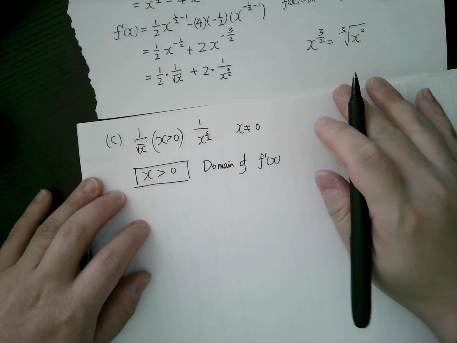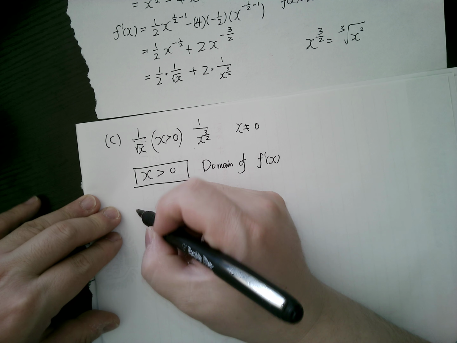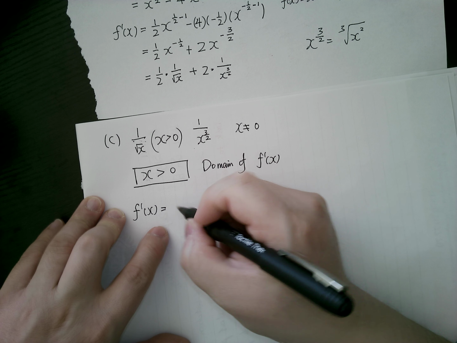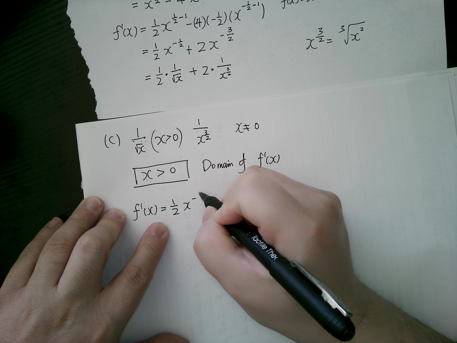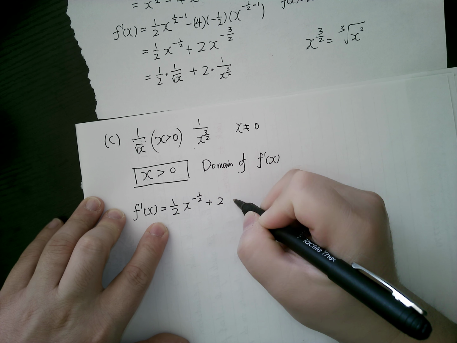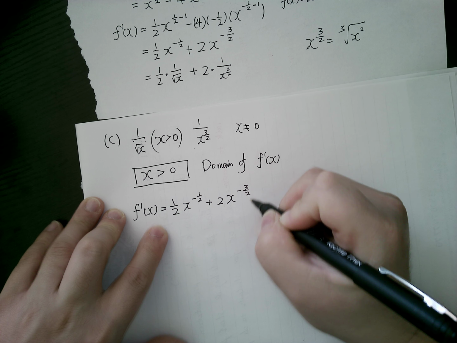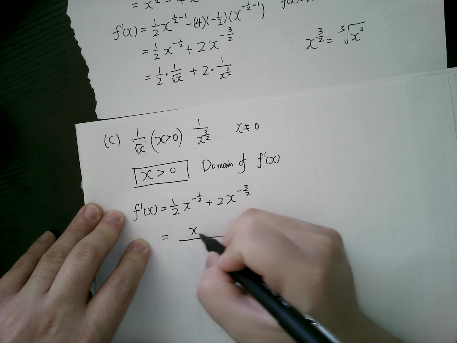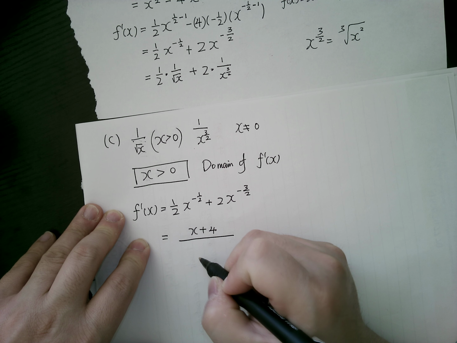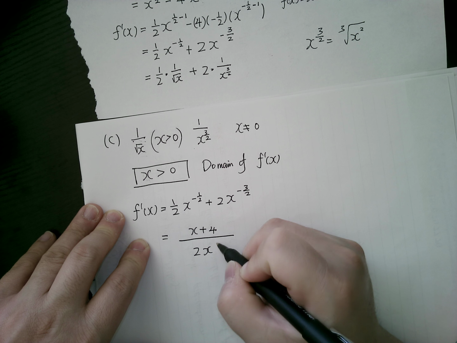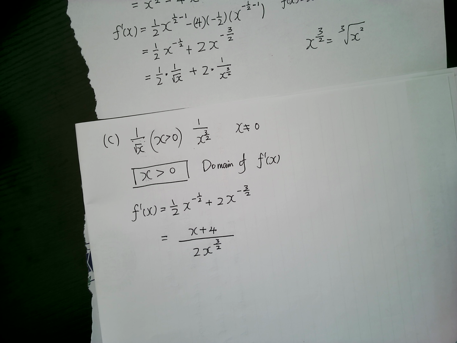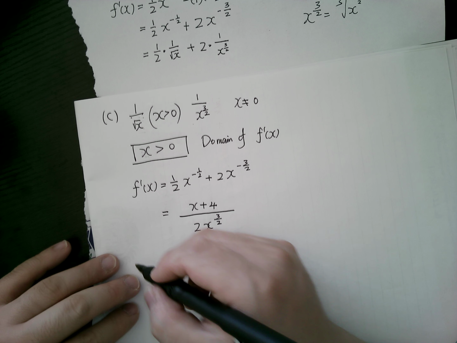Now, just to give you a quick answer, f dash of x was previously, from the previous part, like this. When I simplify it, it's actually x plus 4 over 2 to the power of x, 3 over 2. If you want to simplify this, it takes some time to do that. And then we're going to do part D.